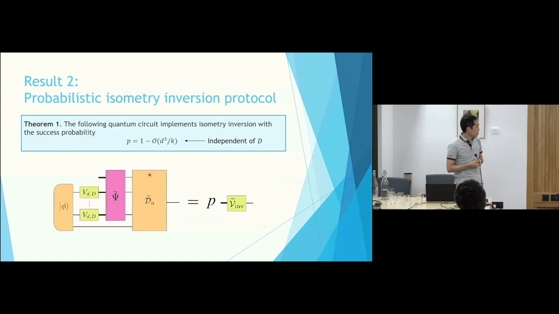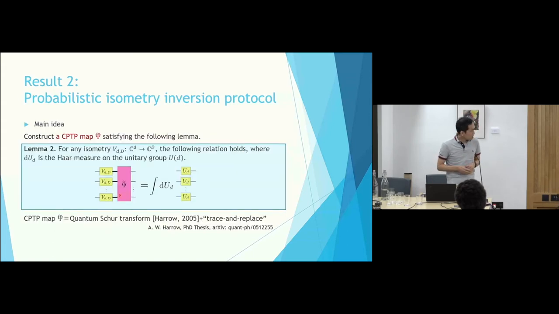Okay, so now how did we get rid of the capital D dependence? The most important part is that we found a new map that we call a capital psi tilde. What it does is that if you have your input asymmetry lined up in parallel like this, and then apply this psi tilde, that gives the same effect as a unitary of little d dimension, done in a probabilistic way.